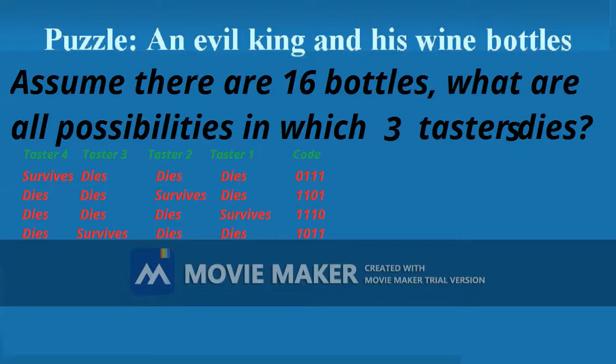Assuming that we have 16 wine bottles now, what are the possibilities in which 3 out of the 4 testers will die? The slide contains the details. You may find 4 possibilities.